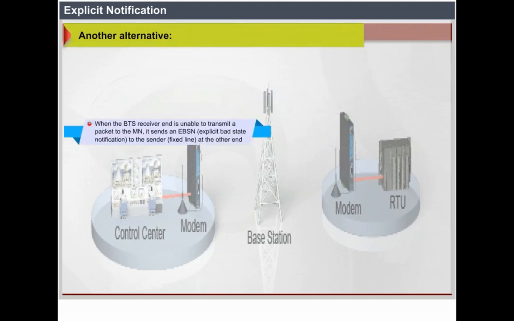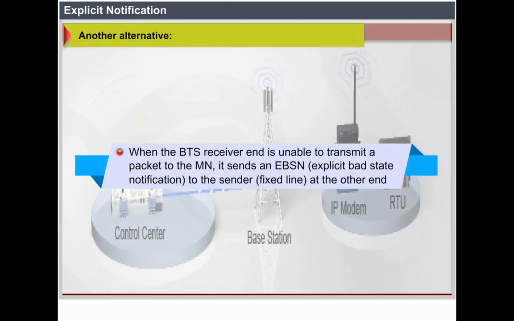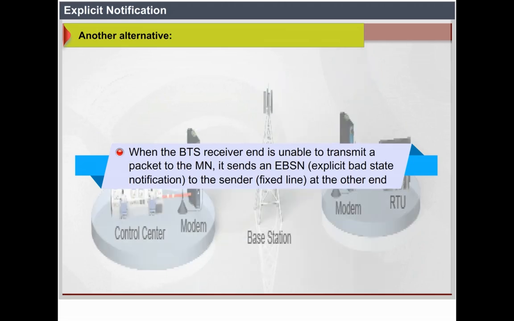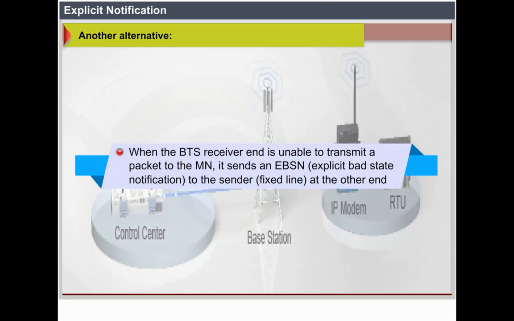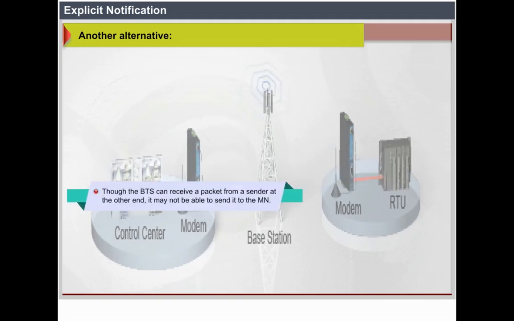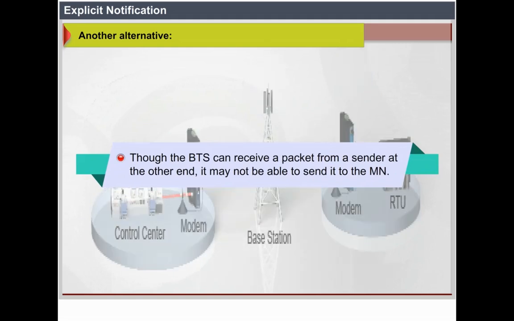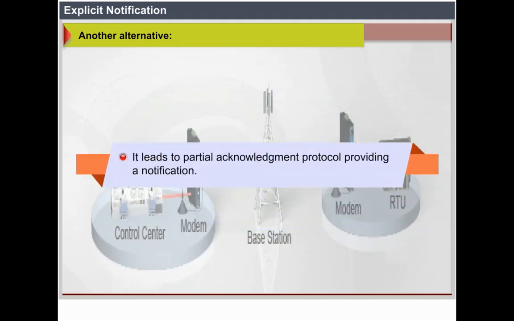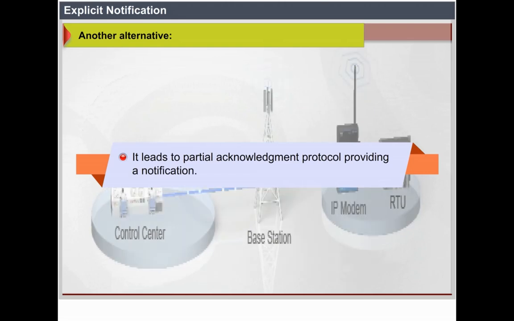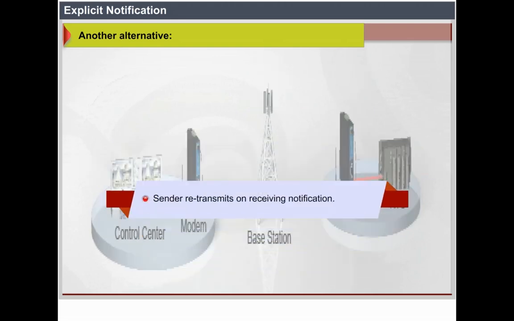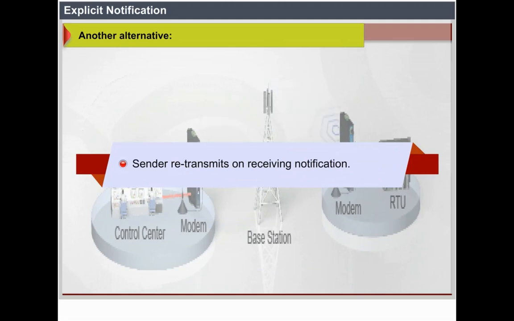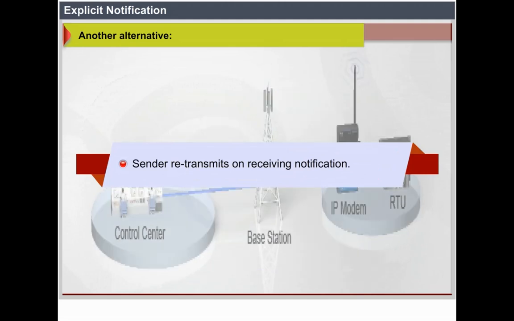Another alternative: when the BTS receiver end is not able to transmit a packet to the MN, it sends an EBSN, explicit bad state notification, to the sender on the fixed line at the other end. The BTS can receive a packet from a sender at the other end, but may not be able to send it to the MN. Then, the partial acknowledgement protocol provides for a notification. The sender retransmits on receiving the notification.